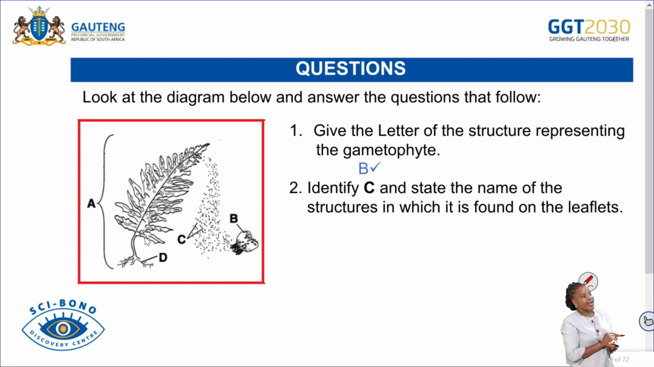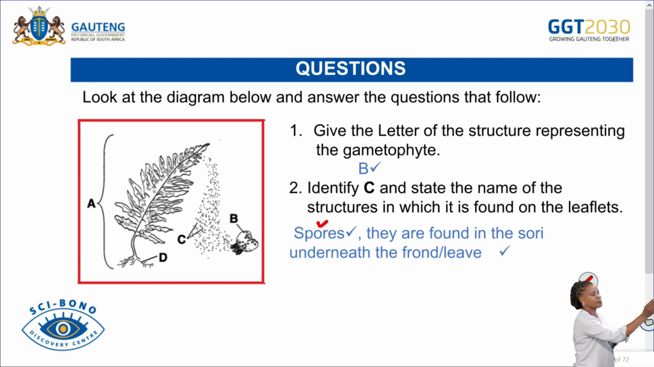And then identify C, and state the name of the structure in which it is found. What is C, grade 11s? C is spore, or C are the spores. And what is the name of the structure in which it is found on the leaflets? In other words, we go back to the name of the structure which are found on the leaflets. So what is the name of the structure? The spores are found in the sori.